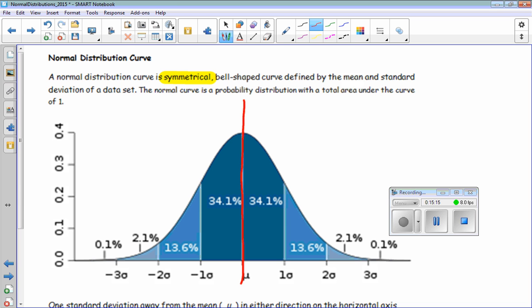So it's very symmetrical. What do you think the next term, bell-shaped, would represent? What does bell-shaped mean? I don't really like that term, quite frankly, but you've got to know what a bell is, I guess. Joseph, did you want to? What does bell-shaped mean?